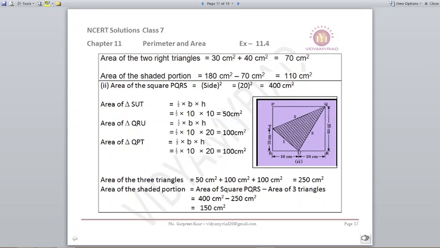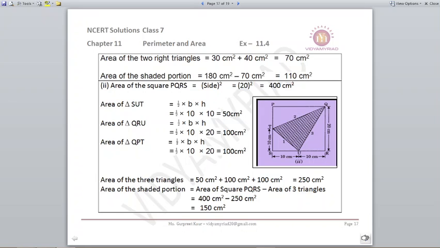Second part, this figure is in the form of a square, and if you see the shaded portion, the leftover part, there are three triangles formed. So first let us find out the area of the square PQRS, that will be side into side, which is 20 into 20, 400 centimeters square. Now we will calculate the area of the triangles separately, that is half into base into height. For the first triangle SUT, half into 10 into 10, that comes to be 50 centimeters square.